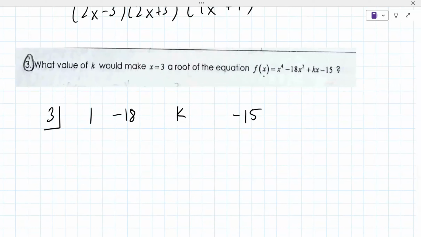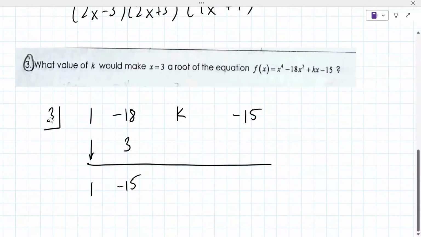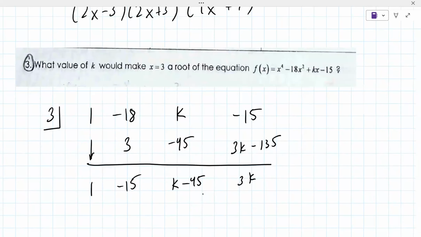And like your goal is to get a 0 at the end. So the idea is, okay, bring the 1 down. 1 times 3 is 3, add. Minus 15 times 3 is minus 45, add. So it's k minus 45. And then you multiply by 3, 3k minus 135. You add and get 3k minus 150, and you want this to equal 0.